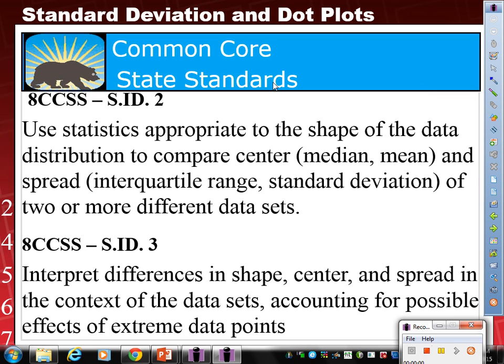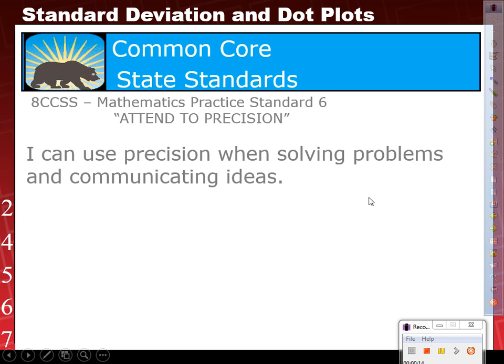The same standard from last week. Standard 2, Standard 3 from statistics. We're still working with mean, median, and mode. We're also working with the standard deviation. Today we're going to revisit that, and we're also looking at attend to precision. Since we're working with computation and decimals, we need to be precise.